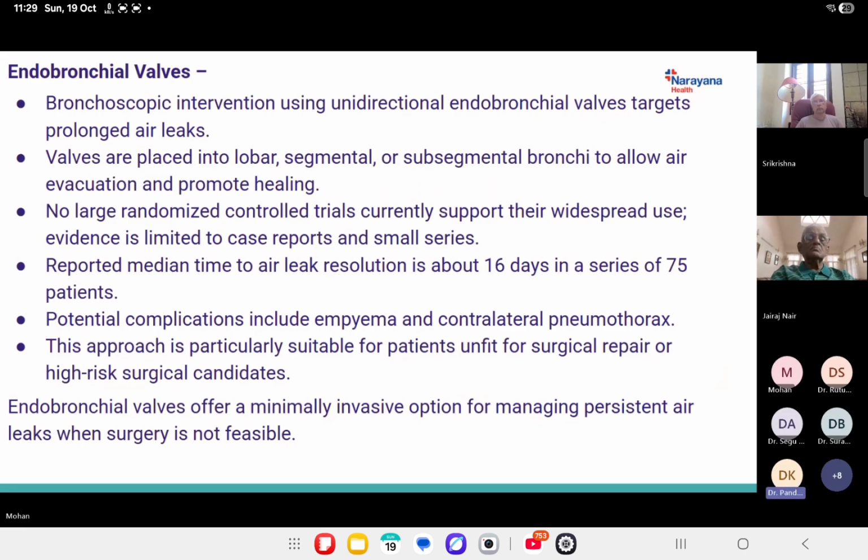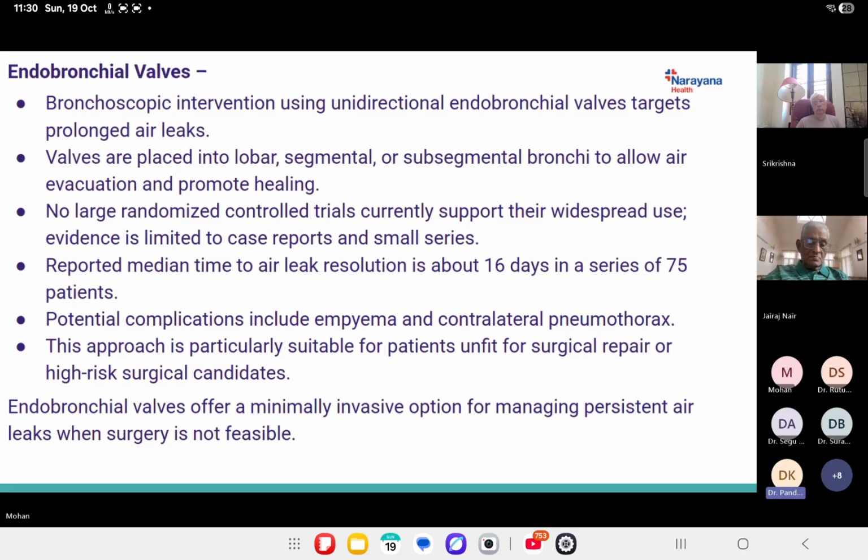Other options are endobronchial valves, bronchoscopic interventions using unidirectional endobronchial valves that target prolonged air leaks. Valves are placed into lobar or segmental, and when going further, subsegmental bronchi to allow air evacuation and promote healing. No large randomized trials currently support this widespread use. Evidence is limited to case reports and small series. In a series of 75 patients, the reported median time of air leak resolution is about 16 days.